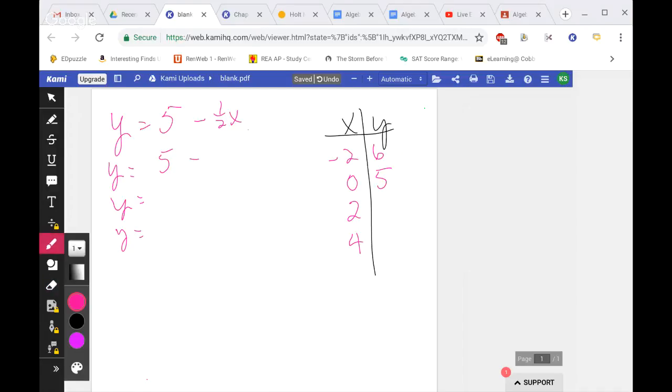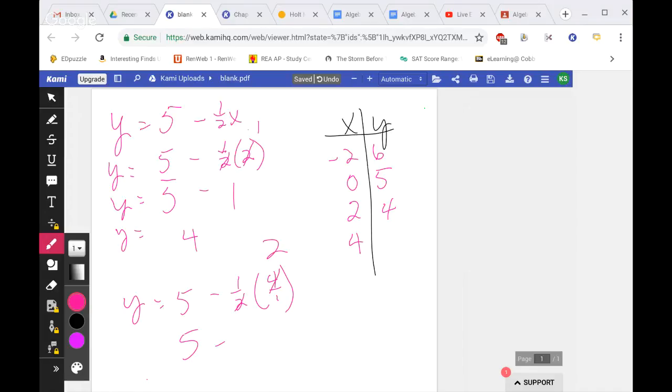So I have 5 minus 1/2 times 2. 5 minus, simplify before you multiply, 1. And that's going to be 4. And then we have y equals 5 minus 1/2 times 4 over 1, which is the same as 4. Just stating it as a fraction so it makes it easier. Simplify before you multiply. 1 times 2 is 2. 5 minus 2 is 3.